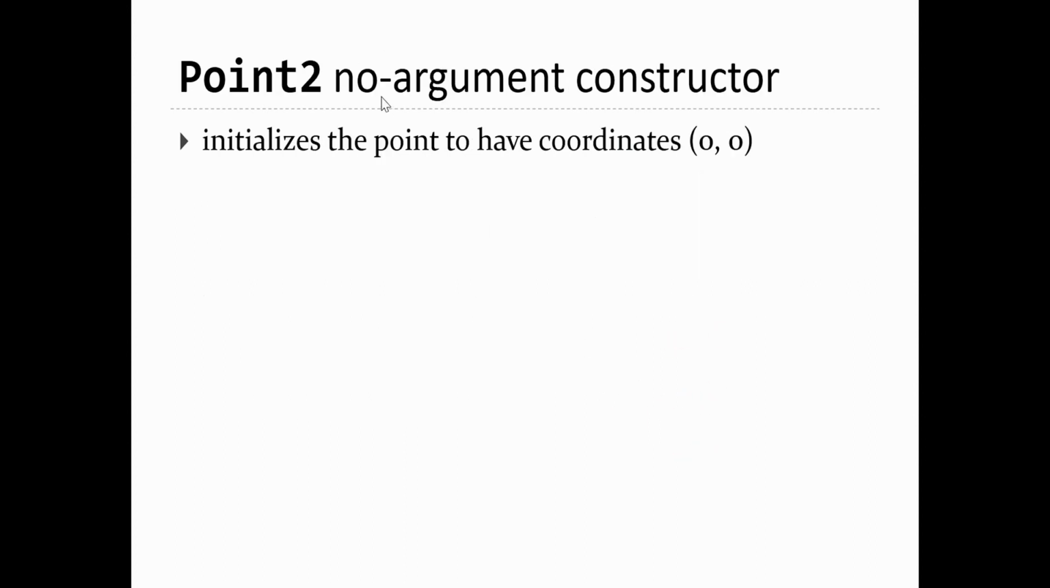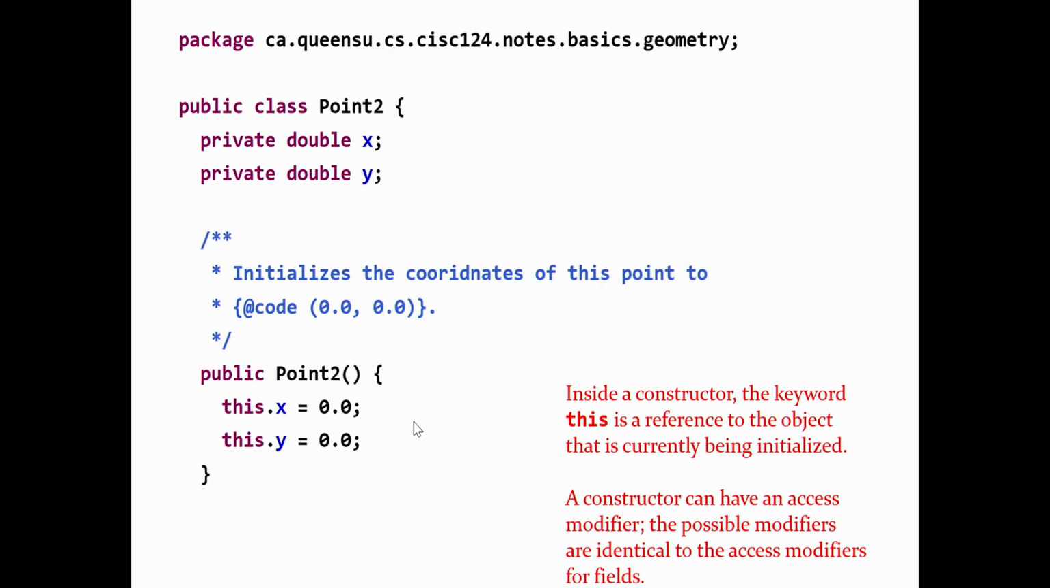OK, so for the Point2 class, I'm going to have several different constructors, which means I have to define my own no-argument constructor if I want one. I'm going to decide that the no-argument constructor should initialize the point to 0, 0. So it's very easy to implement this constructor. It just looks like this.